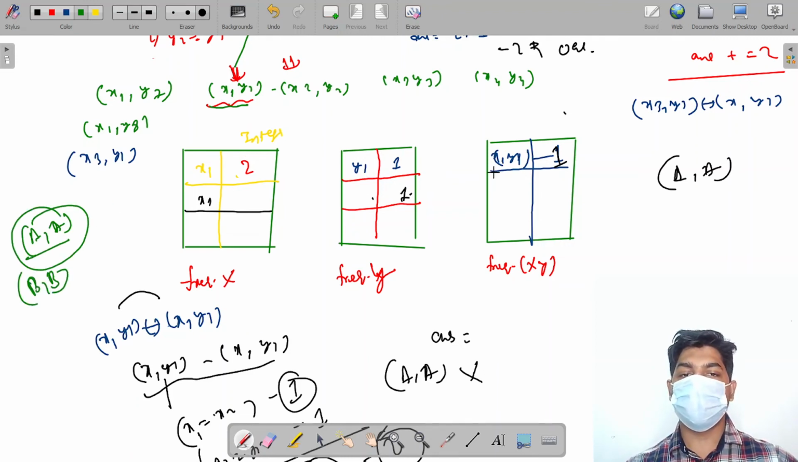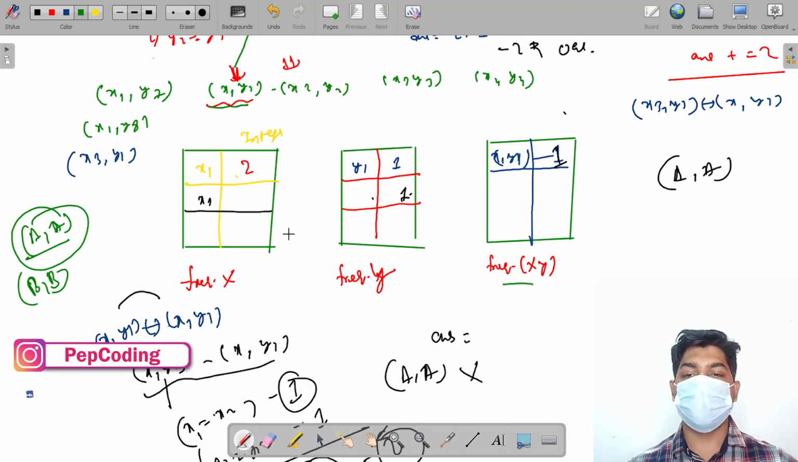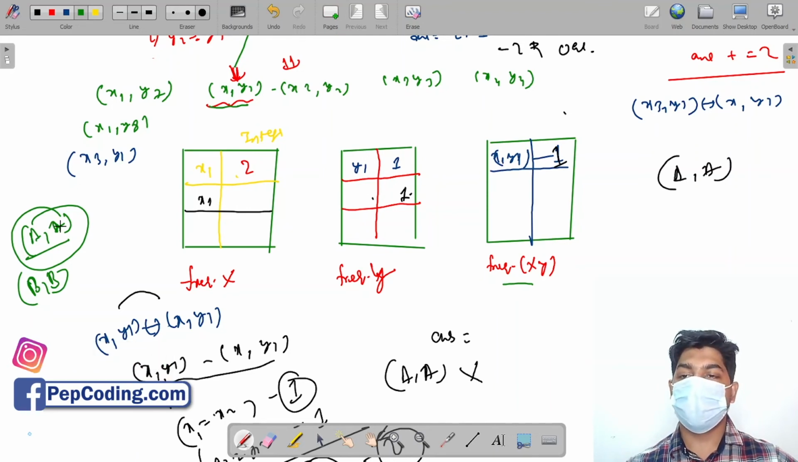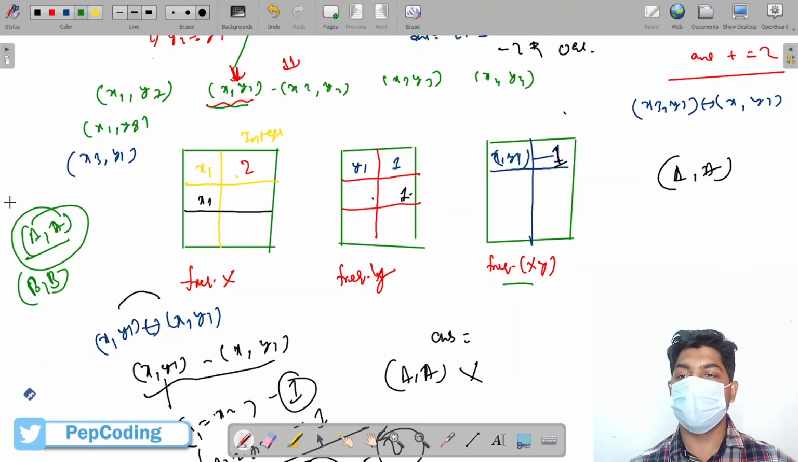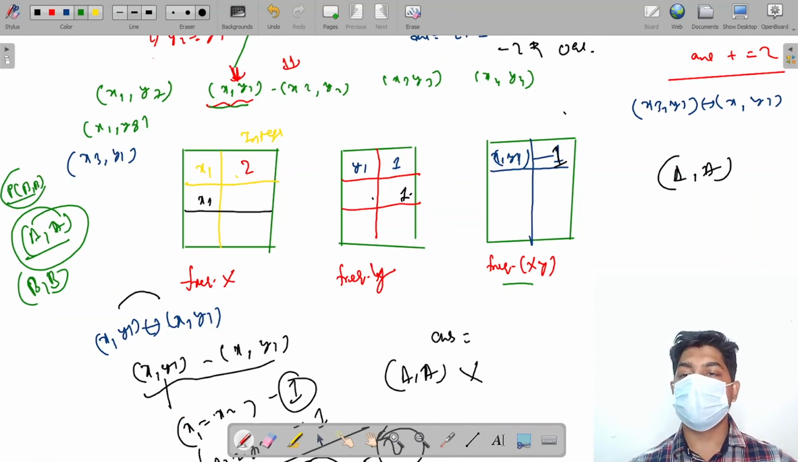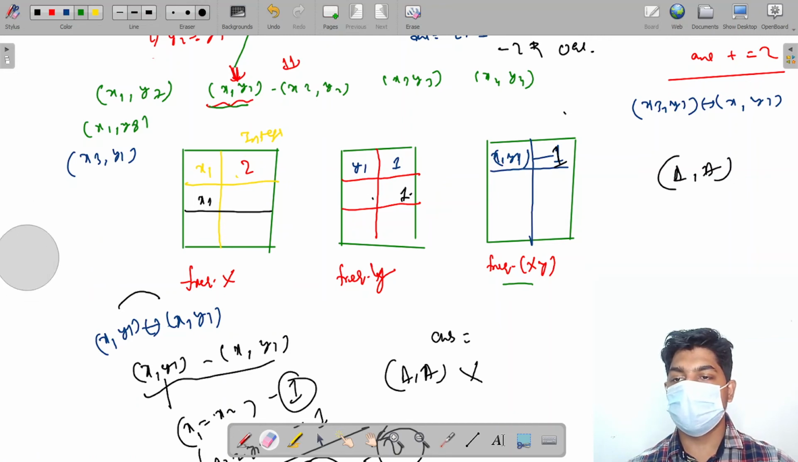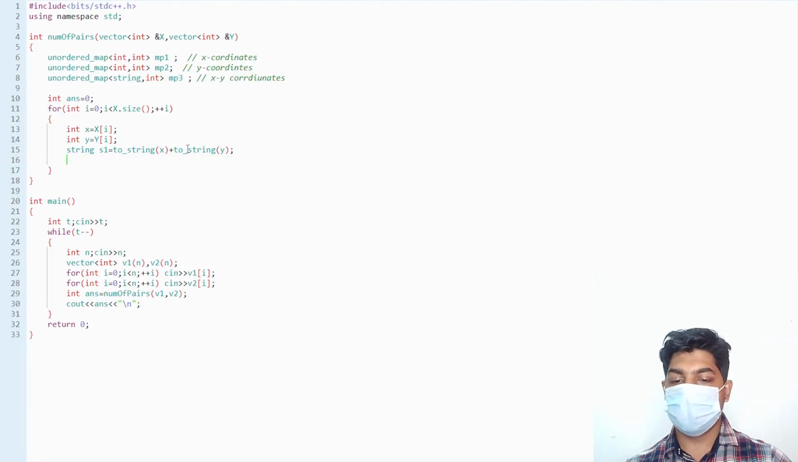So what I will do is use this particular frequency map, the frequency map of xy, which is map 3 in our case. We will check, let's suppose currently we are getting a point with value b comma b, if such a point was already present in this map. If such a point is already present, then we'll simply skip it. So we'll check if map 3.find of s1 not equals to map 3.end, and we'll simply skip this point, continue.